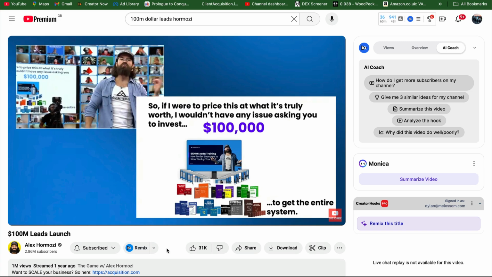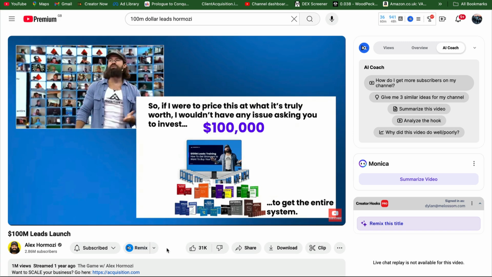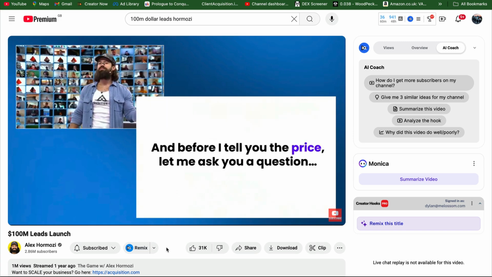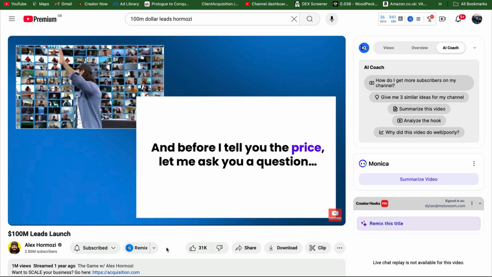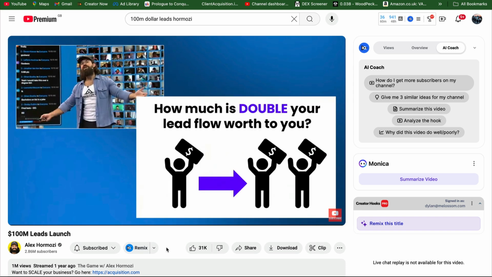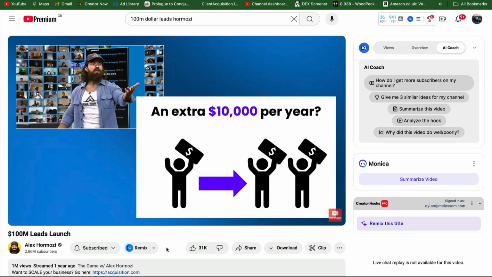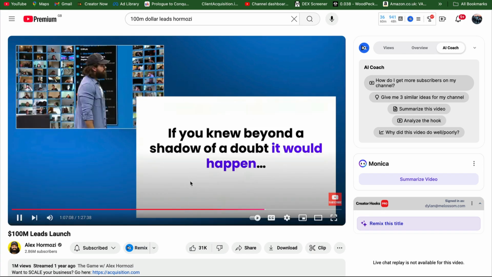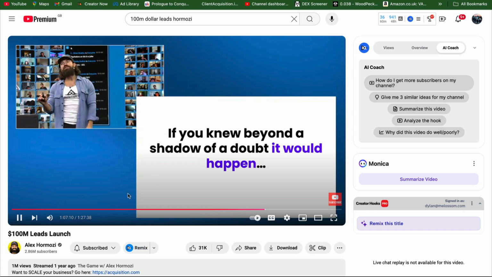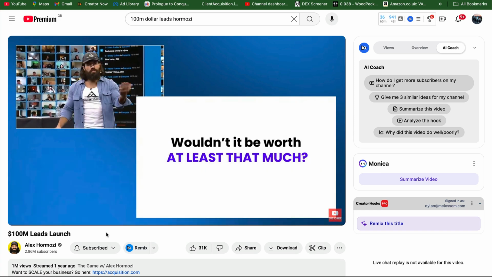So if I were to price this at what it's truly worth, I wouldn't have any issue asking you to invest 100 grand to get the entire system. And before I tell you the price, let me ask you a question. How much is double your lead flow worth? An extra 10,000 a year? An extra 50,000 a year? An extra 100,000? If you knew beyond a shadow of a doubt that it would happen, wouldn't it be worth at least that much?